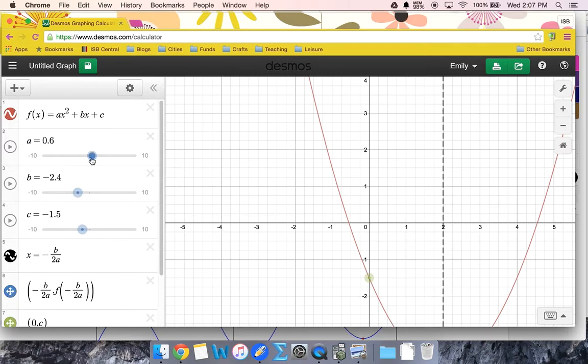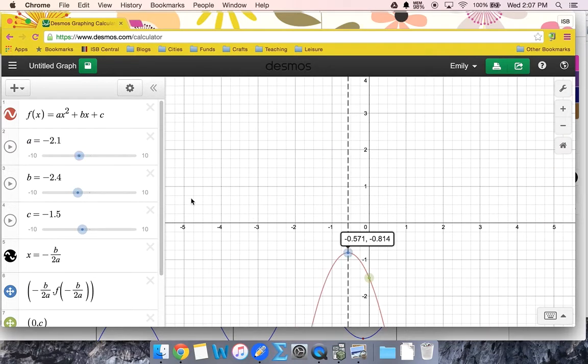So I'm going to hide this one, and I'm going to get rid of that axis of symmetry. So as we move our parabola around, here we've got no roots at all. Sorry, we have no zeros at all, but we still have two roots. It's just that they're imaginary. They're somewhere in the complex plane.